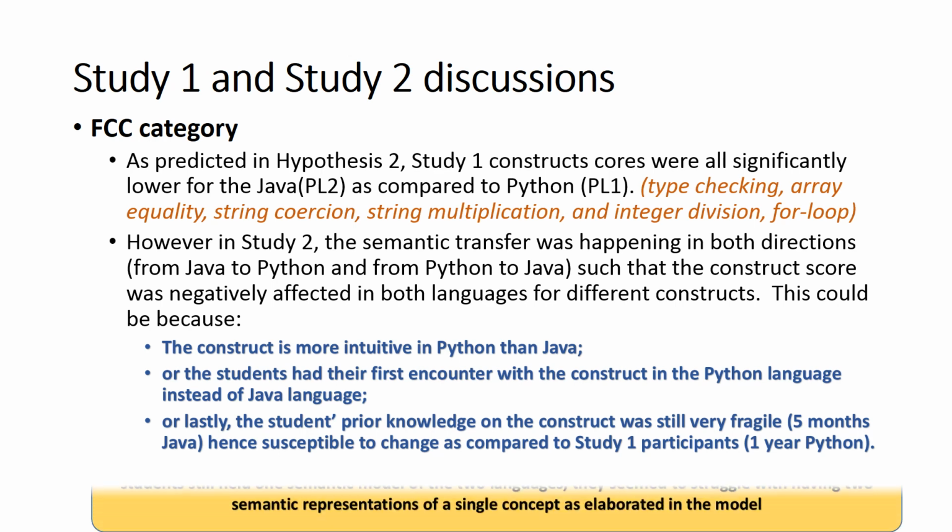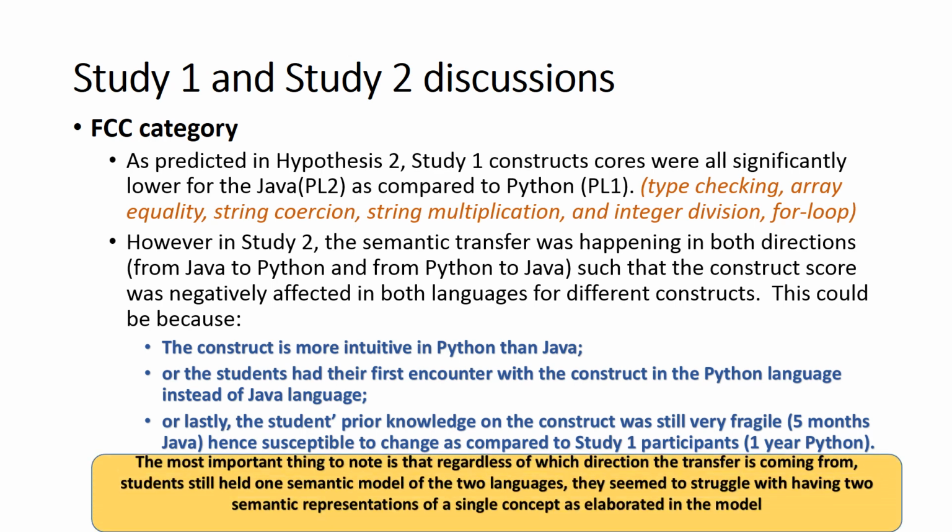But the most important thing to note is that regardless of which direction the transfer is coming from, students still held one semantic model of 2 languages. They seemed to struggle with having 2 semantic representations of a single concept, as elaborated in the model.